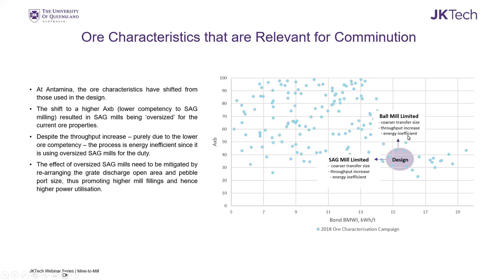So this purple circle here is representing what the ore characteristics were when the mill was designed, or the mills were designed. So the mills were selected, as well as the installed power selected, based on this ore hardness or ore characteristics, often represented by the 80th percentile of A times B and Bond work index. So over the years, the ore has become softer, primarily for the A times B value.